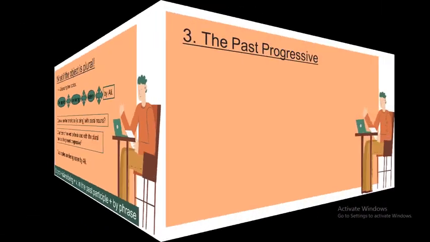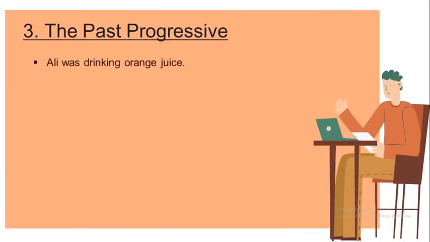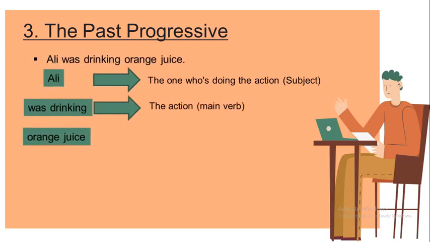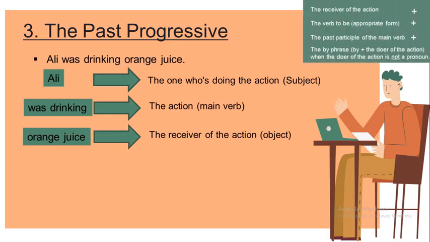Now let's move to the past progressive, as in Ali was drinking orange juice. What was Ali drinking? He was drinking orange juice. Thus, the verb is transitive. It has a receiver. We'll start by labeling the major parts. Ali is the doer of the action. Was drinking is the main verb. And orange juice is the receiver of the action. By following the same general form of the passive voice, we will start with the receiver of the action, which is orange juice.